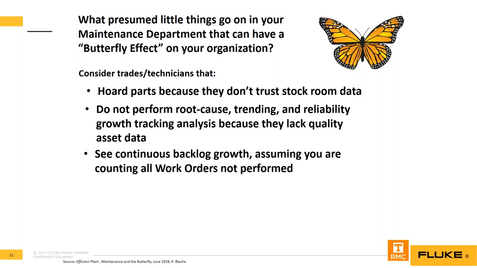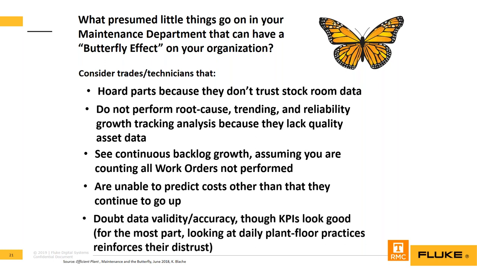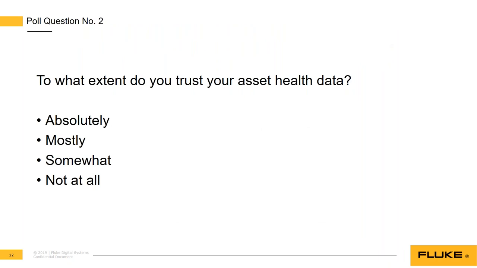They see continuous backlog growth, assuming you're counting all work orders not performed. You're unable to predict cost, other than that it continues to go up. And people doubt the data validity and accuracy. Though the key performance indicators look good for the most part, looking at daily plant practices reinforces their distrust. The data looks great, the plant doesn't.